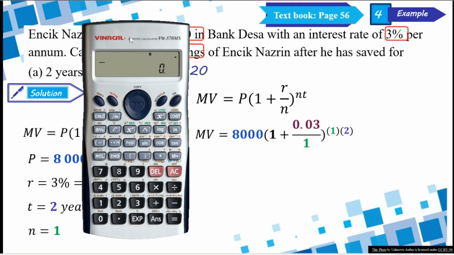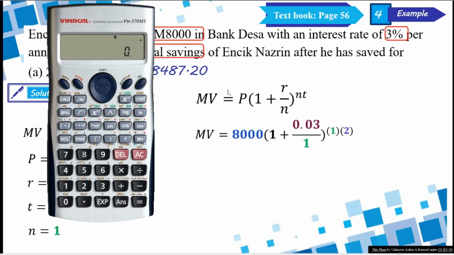Let's try using this calculator. First we need to do the bracket: bracket 1 plus 0.03 over 1, close the bracket, then power 1 multiply 2, which is 2, so power 2. After you get the answer, don't click anything, directly multiply 8,000. So the answer is 8,487 ringgit 20 cents.